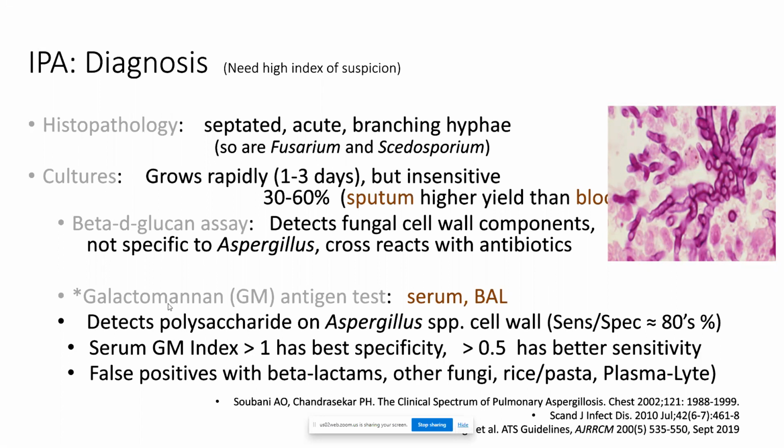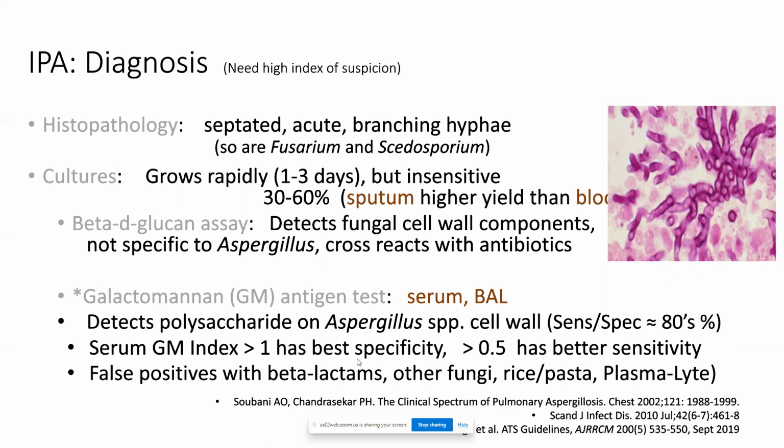The galactomannan is probably more specific and more sensitive, particularly if you measure it both in BAL, if you've got a BAL sample, and in the blood. Those are currently the recommendations when you have a high index of suspicion: measure it in both if you can. And there's not a clear cutoff; above a certain level it's clearly positive, below it it's not, and there's a little gray area. An index greater than 1 has pretty good specificity; greater than 0.5 has better sensitivity.